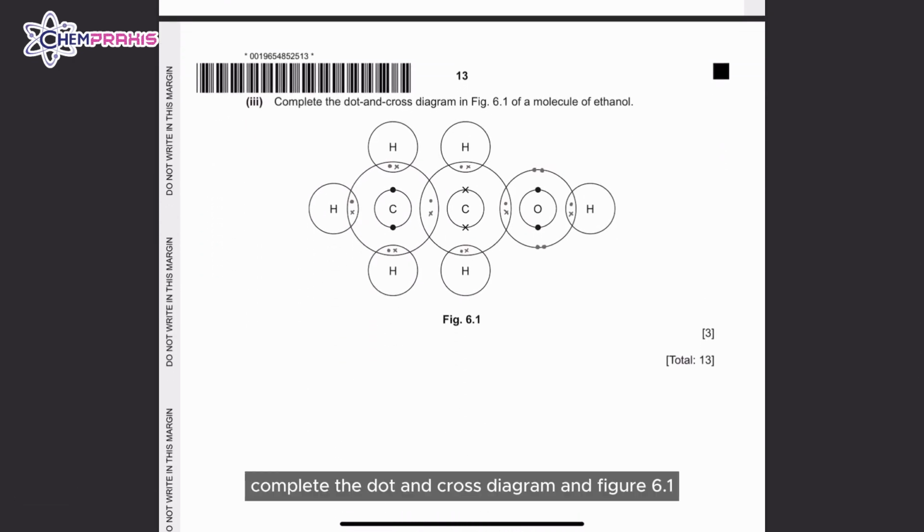Complete the dot and cross diagram in figure 6.1 of a molecule of ethanol. Your dot and cross diagram should look something like this.